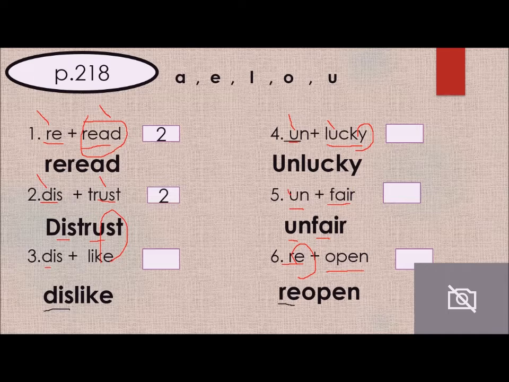Like this, dis gives us the sound I, un gives us the sound U, and re gives us the sound E.